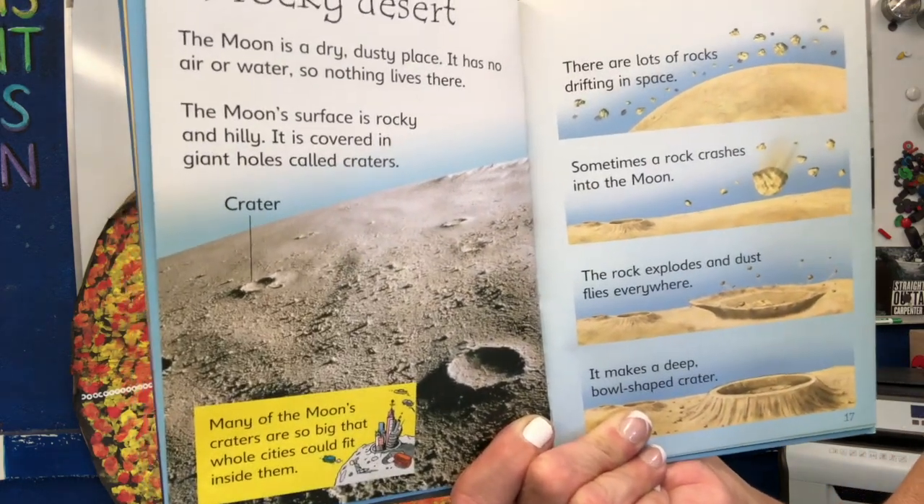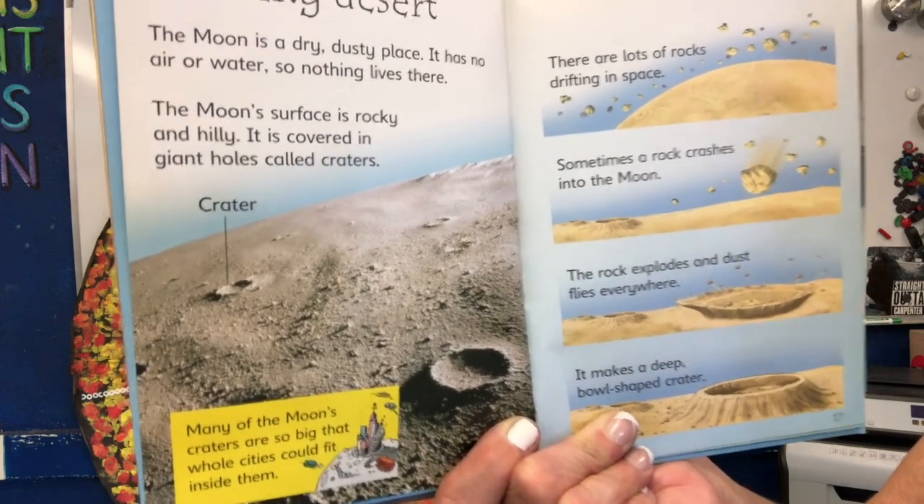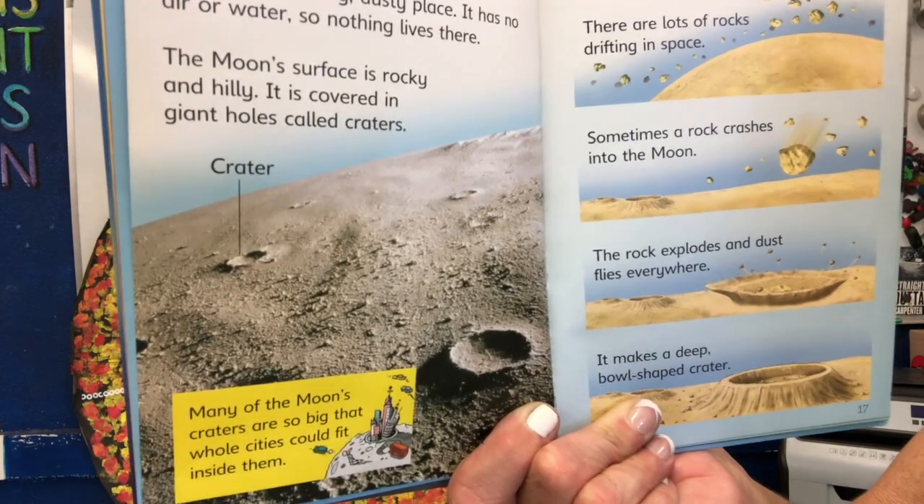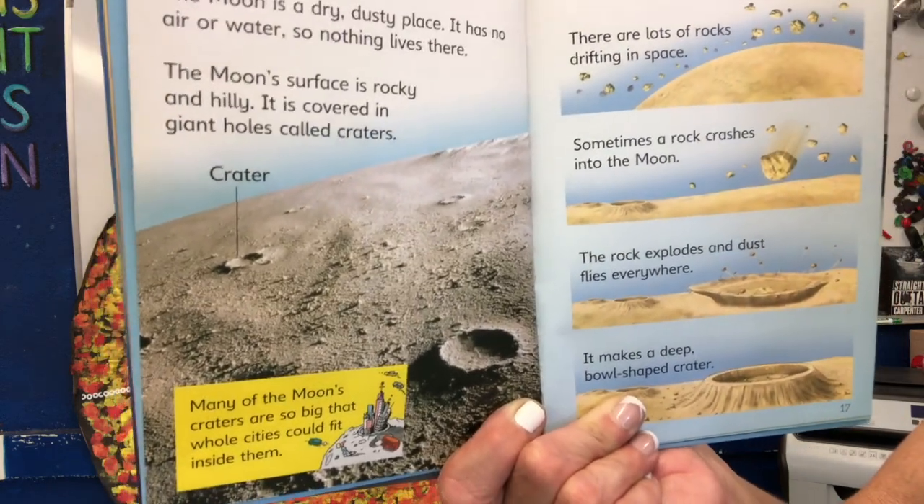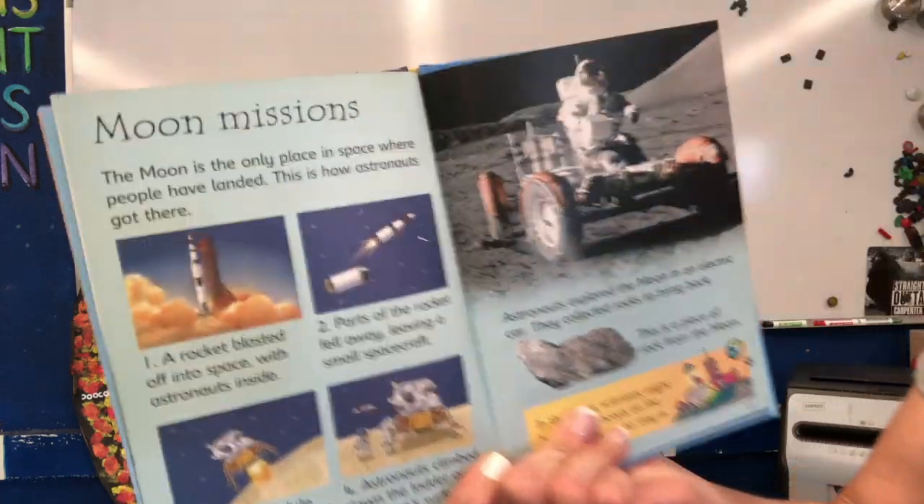There are lots of rocks drifting in space. Sometimes a rock crashes into the moon. The rock explodes and dust flies everywhere. It makes a deep, bowl-shaped crater.